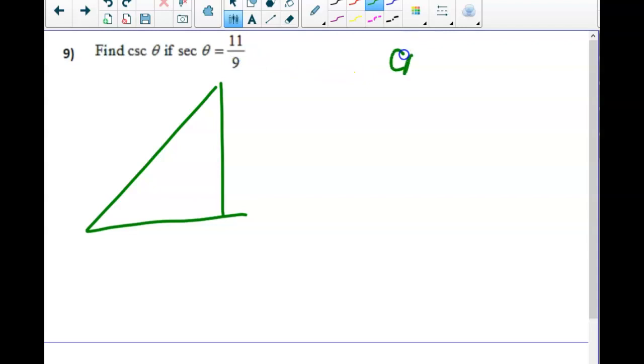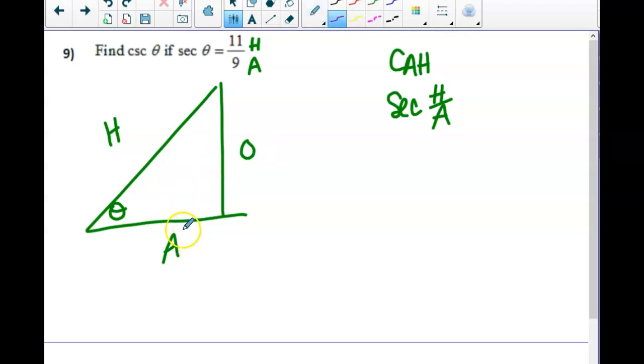Well, cosine is CAH. This is the one I messed up. I wrote C-O-H, and no one said a thing until I was done with the whole problem. Okay, CAH: cosine is adjacent over hypotenuse, so therefore secant becomes hypotenuse over adjacent. Everybody good? So this is the hypotenuse, this is the adjacent, and this is the opposite. 11 is the hypotenuse, adjacent is 9.